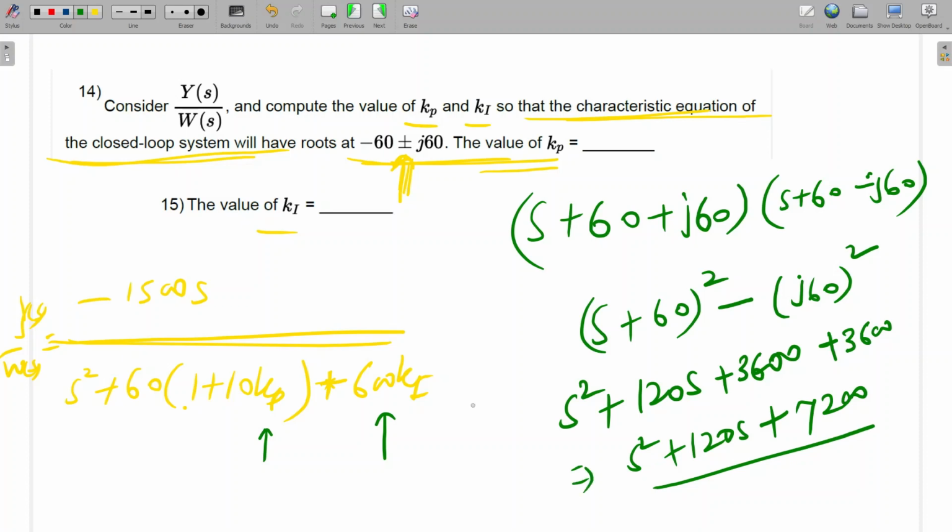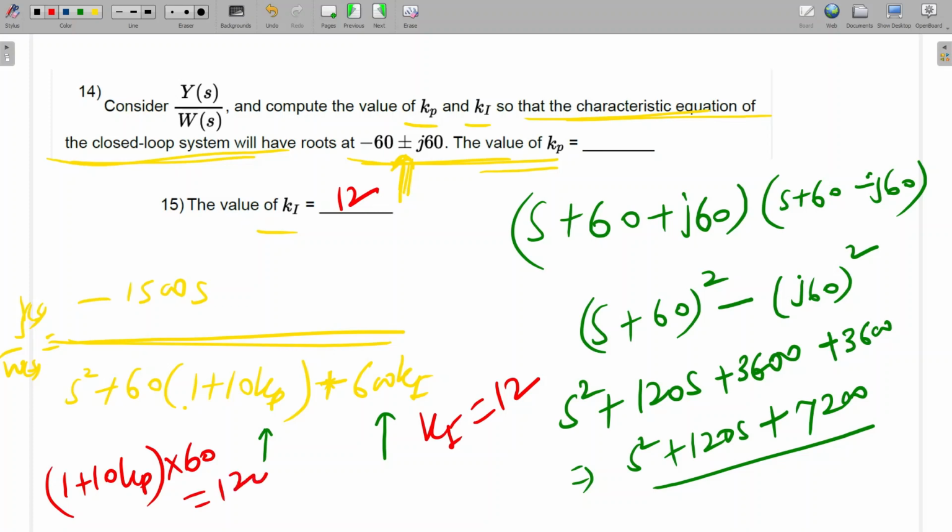So what is the Ki value? 12 into 6, correct? Ki is equal to 12. And for Kp, 1 plus 10 Kp is equal to 60, 120, so 1 plus 10 Kp is equal to 2. So 10 Kp is equal to 1. Kp is equal to 0.1. So Ki is equal to 12 and Kp is equal to 0.1.